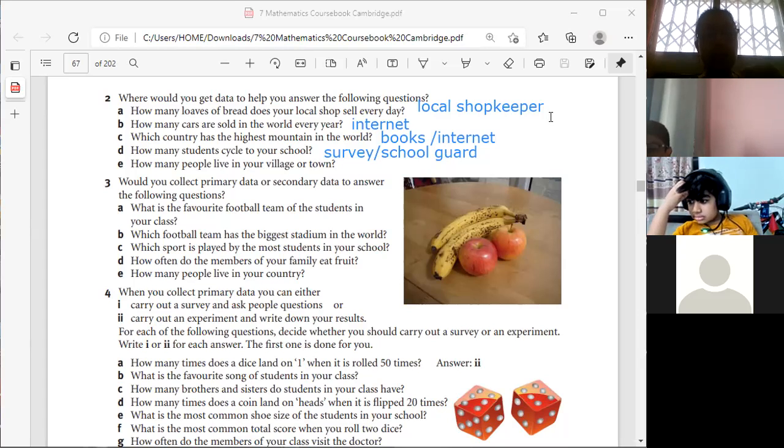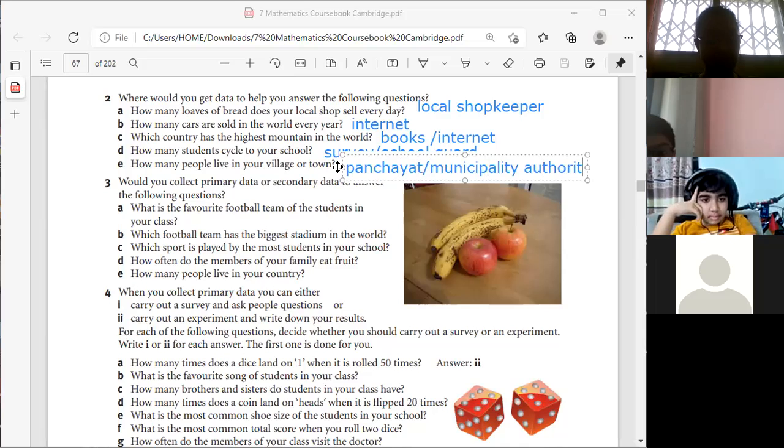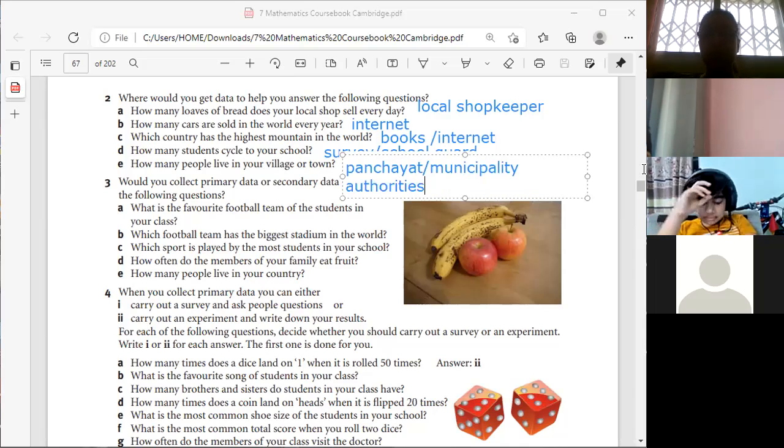It can be either a panchayat or it can be the municipal office. Ma'am, I said the government of your local. Yes. We can get it through the panchayat if it is a village, or we can get it from the municipality authorities.